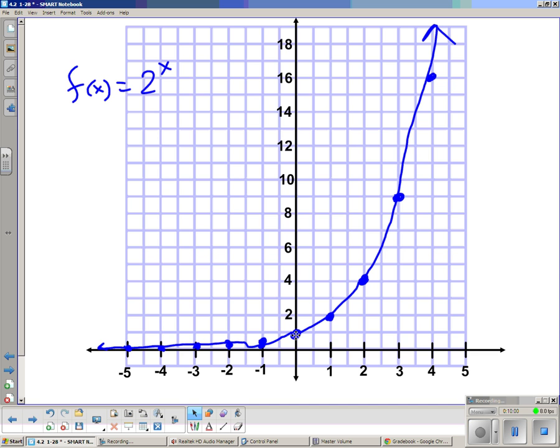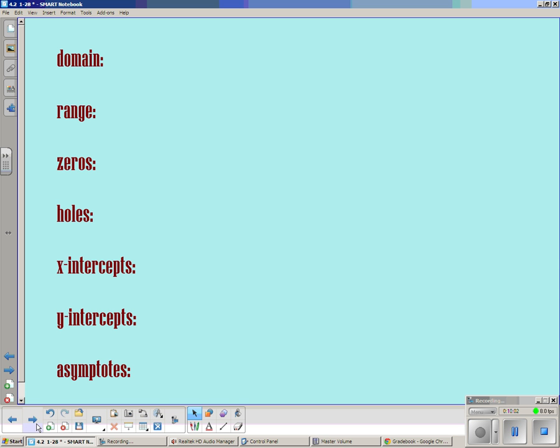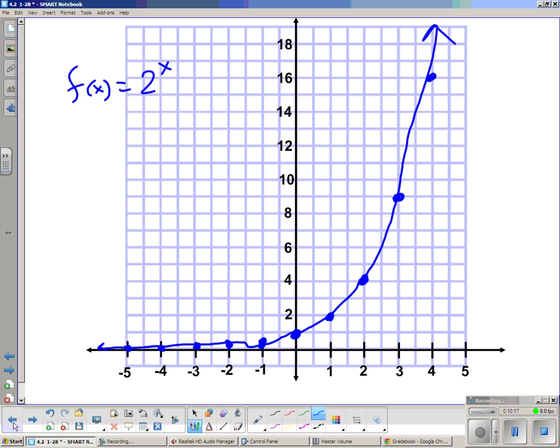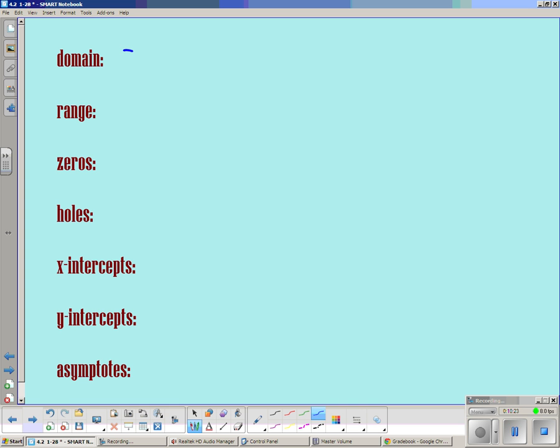Okay, on the next slide here, we want to talk about what the domain is, the range, the zeros, the holes, x-intercepts, y-intercepts, and asymptotes. What we were looking at before when we were doing graphing. So starting out with the domain, if we go back to the graph, we can see that any x value can be plugged into this function. So our domain is all real numbers.